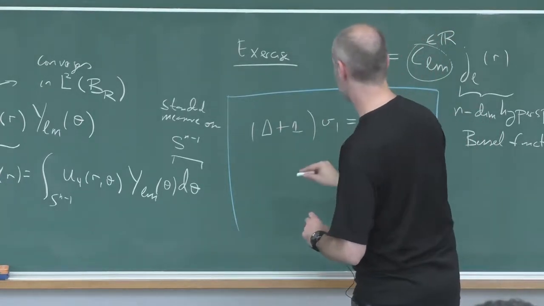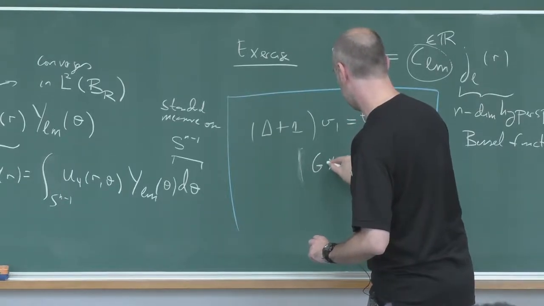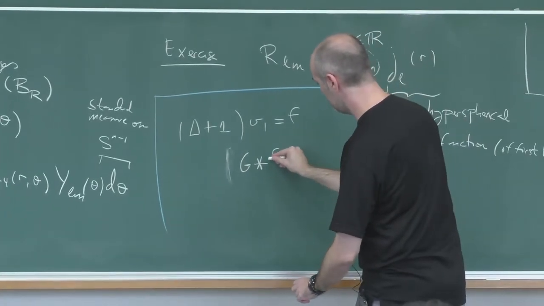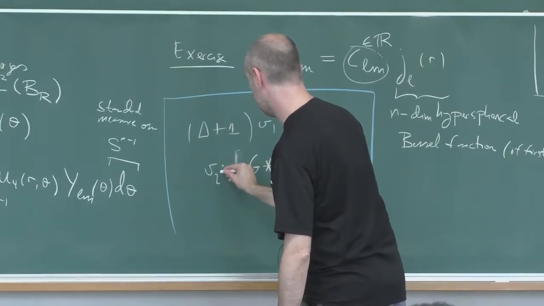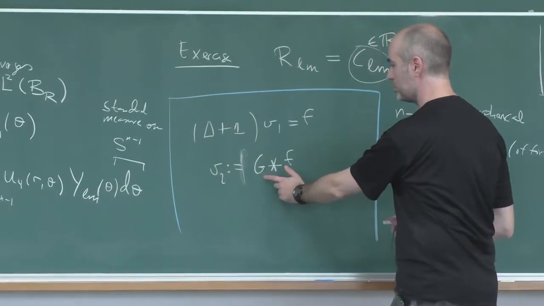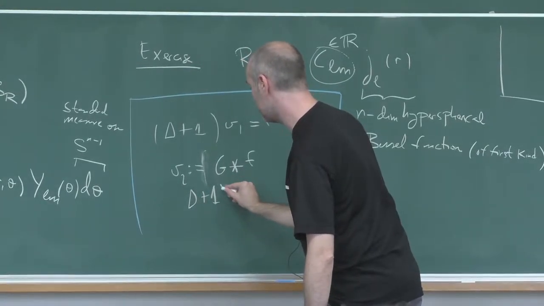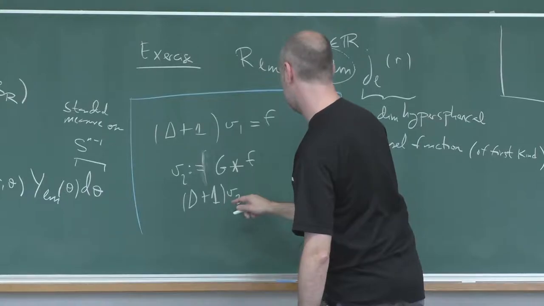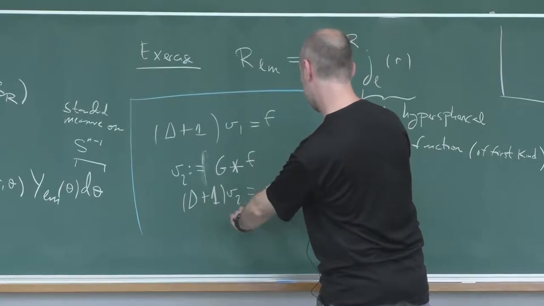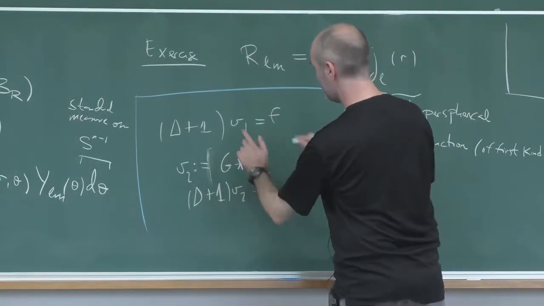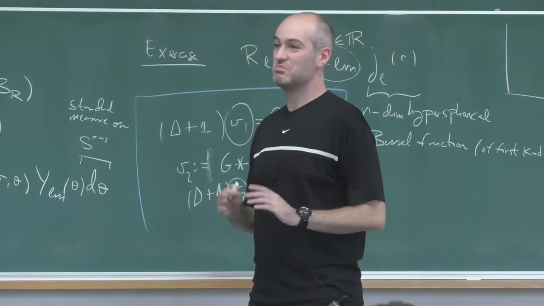So of course, a function defined as the convolution of the Green's function with F indeed satisfies this. This is the V2, right? V2 is defined as the convolution of G with F. And indeed, V2 satisfies the same PDE, but you don't have uniqueness because it's oscillating. There is no maximum principle to say that. So this satisfies this. But V1 and V2 don't need to be the same in principle.